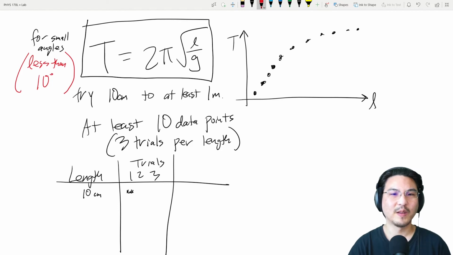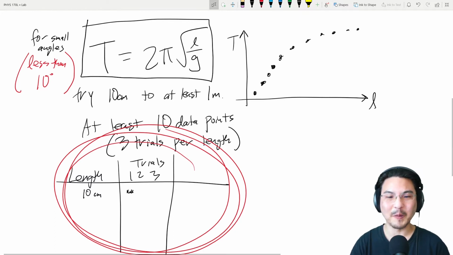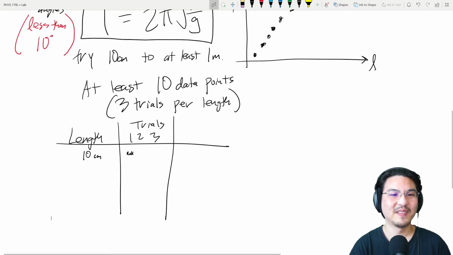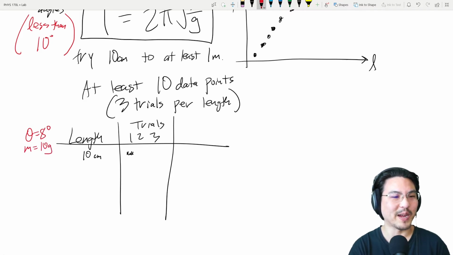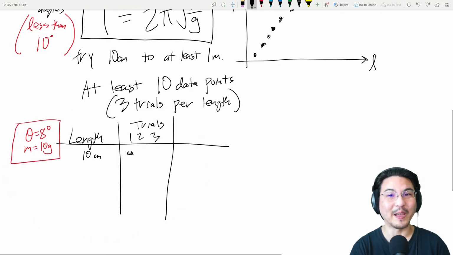And then you only want to adjust one variable at a time, right? So make sure you use the same angle for all of these trials and the same mass. Same angle, same mass. So you're only changing the length of the string. Okay, so for example, let's say we go 8 degrees and 10 grams for all of these trials. But then we're adjusting the length.